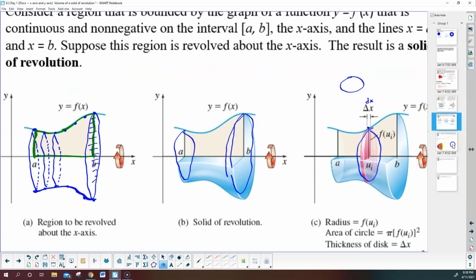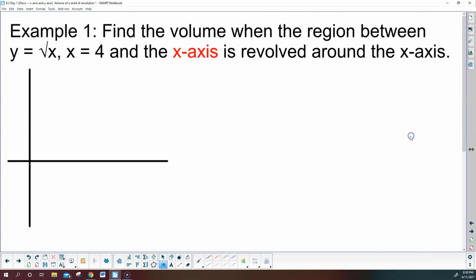Let's look at two examples, and I think you'll get a really good feel for this. So what do we have to do first? We have to create a graph, right? Step one, create a graph so you know what you're looking at. Find the volume when the region between the square root of x and 4, and the x-axis is revolved around the x-axis. So now they're telling us which way to revolve around.